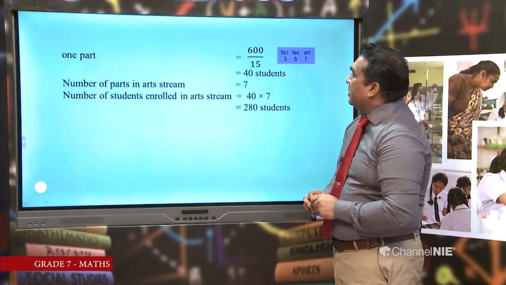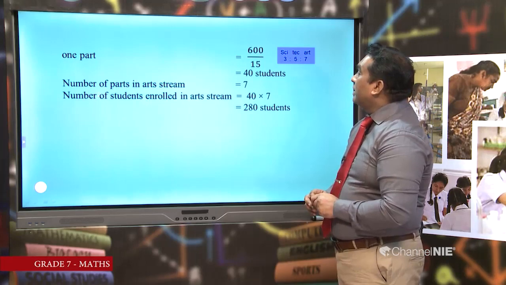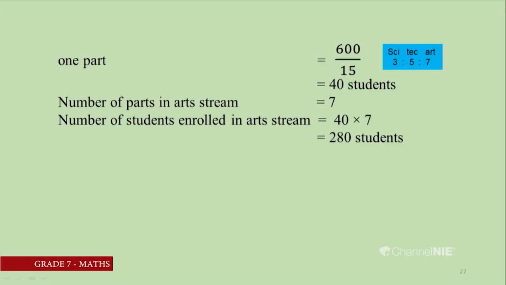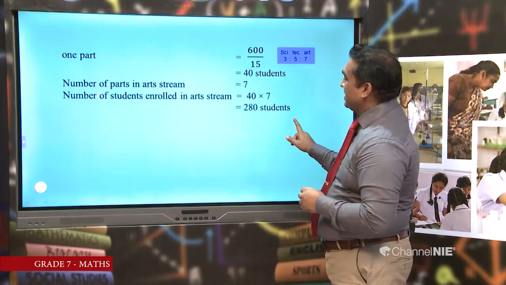600 divided by 15, therefore, one part equals 40 students. We want to find out the number of students in the art stream. Then how to find it? Number of parts in the art stream is 7. Number of students enrolled in the art stream is 40 multiplied by 7, 280 students.